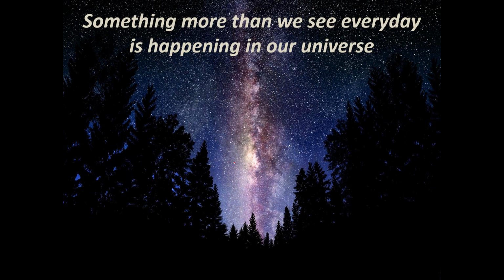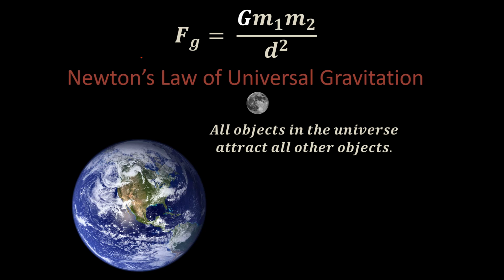And the things that happen on Earth are the same things that happen in the universe. There's nothing different. We've got the same laws. It just happens that on Earth we see a lot of friction. Objects stop because of friction, so we don't see objects keep on moving a lot of the time. So that gets us to Newton's law of universal gravitation.